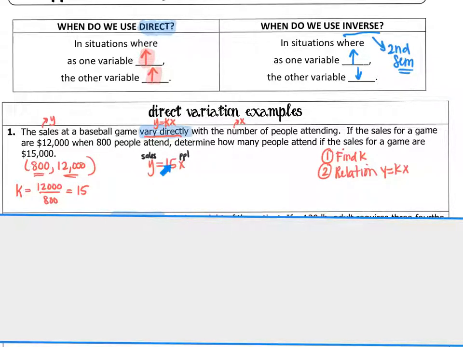So if it's 15 times people to get sales, that means that the 15 must be the cost of the ticket. So how many people attend if the sales are 15,000? Well, let's put that into this relationship. 15,000 is equal to 15x, and if you divide both sides by 15, you get that x is 1,000 people. So for the sales to be $15,000, 1,000 people have to attend.